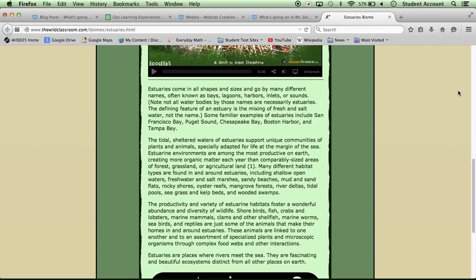Marine mammals, clams, other shellfish such as oysters, things like that. Reptiles, seabirds. These are only just some of the names of animals that live in estuaries. There are many more that live in and around estuaries because they are very productive and they have a very healthy and diverse ecosystem.